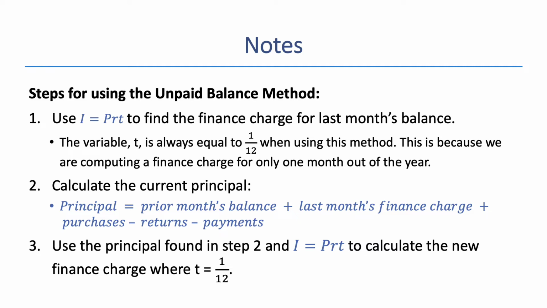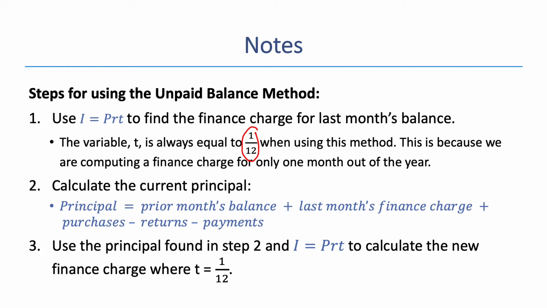The first step in using this method is to use I equals PRT to find the finance charge of last month's balance. Now we need to make note that T in this case is going to be equal to 1/12. That's because we're finding the finance charge for 1 month, and there's 1 out of 12 months in a year. So T is 1/12.